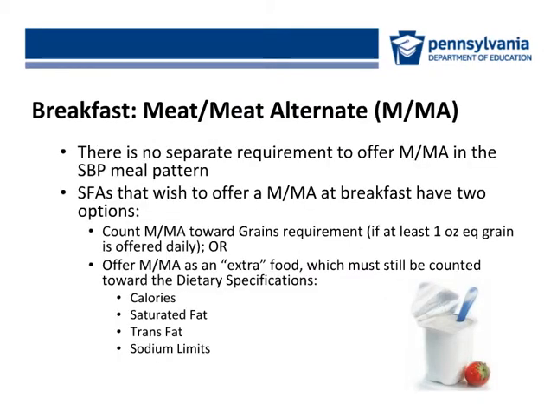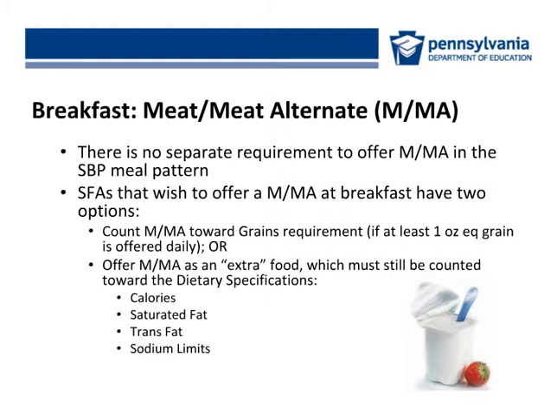Unlike the National School Lunch Program, the school breakfast program meal pattern does not require a meat alternate component. Schools that wish to offer meats or meat alternates at breakfast have the flexibility to offer a meat alternate in place of some grains, provided they first meet the 1 ounce equivalent of grains that needs to be offered daily. So for the first option, when offering meat or meat alternates at breakfast, the daily grain requirement, 1 ounce equivalent, must first be offered to students. Then any meat or meat alternate offered can credit toward the weekly grains requirement.